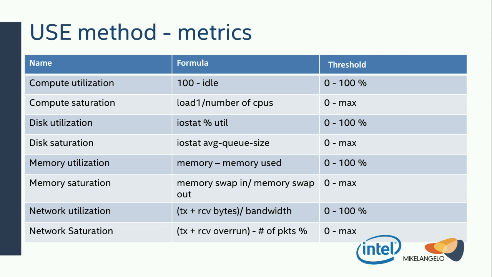And of course, memory utilization is very simple, but the saturation is also a very important thing, especially on a cloud system. You have the memory swap in and swap out. And of course, there's network utilization, which is what we receive and send divided by the bandwidth, and network saturation, when you have packets received and overrun, or the number of packets dropped through the interface. That means your network device was highly saturated.